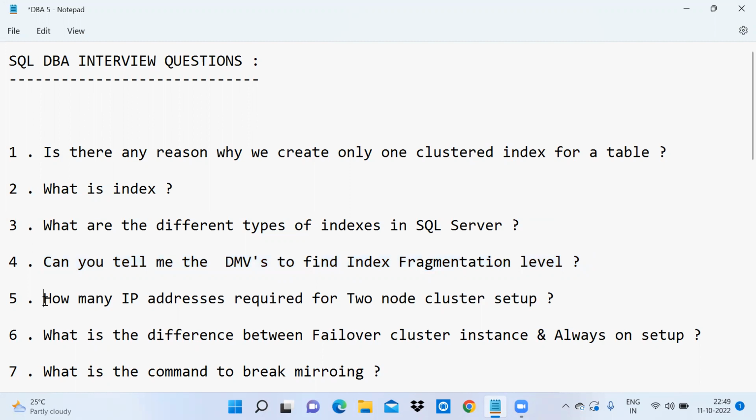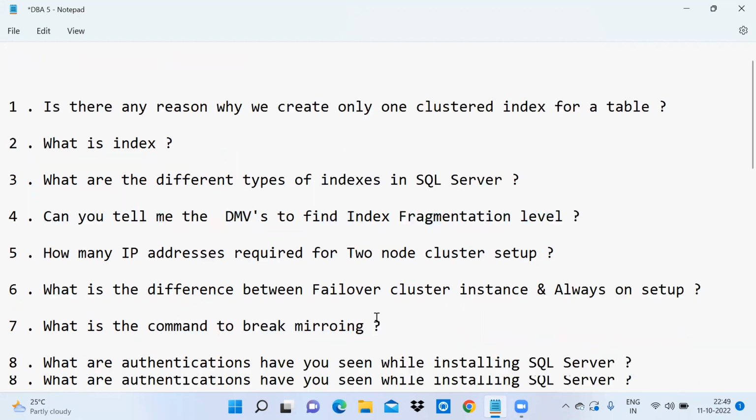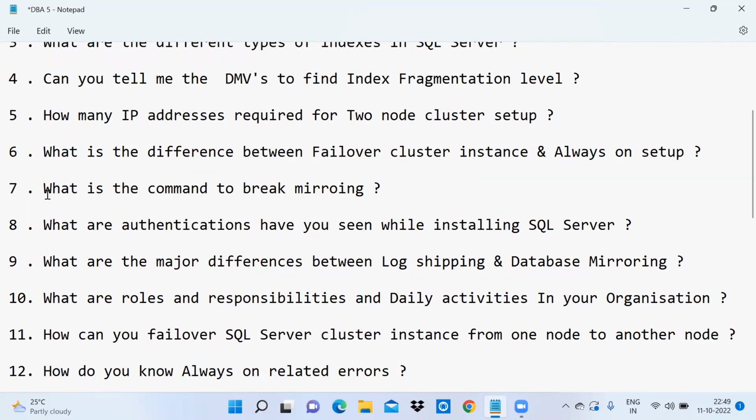Next, how many IP addresses required for two-node cluster setup? Next, what is the difference between failover cluster instance and always on setup? So this is the question. What is the difference between failover cluster instance and always on setup? Okay. Totally, he's asking regarding the difference between SQL cluster instance and always on setup.